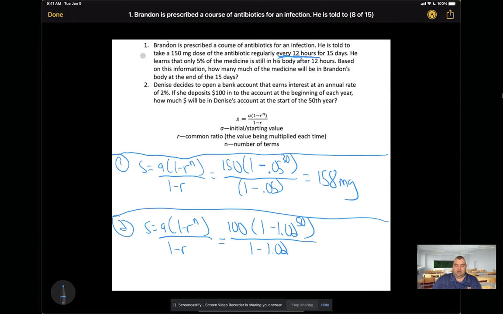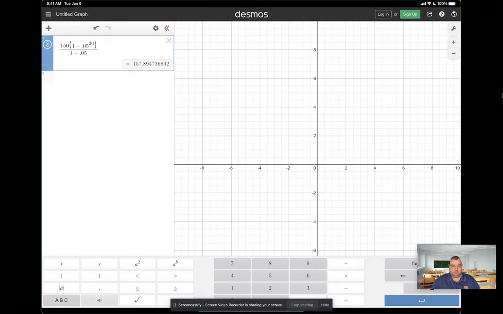So what we're going to calculate looks something like this. Okay? So again, A is the $100 initial deposit. R is 1.02, 1 plus the percentage. And the N value in this case is going to be 50 since we're looking for the total at the start of the 50th year. So it's going to be 100 times 1 minus 1.02 to the power of 50 divided by 1 minus 1.02.